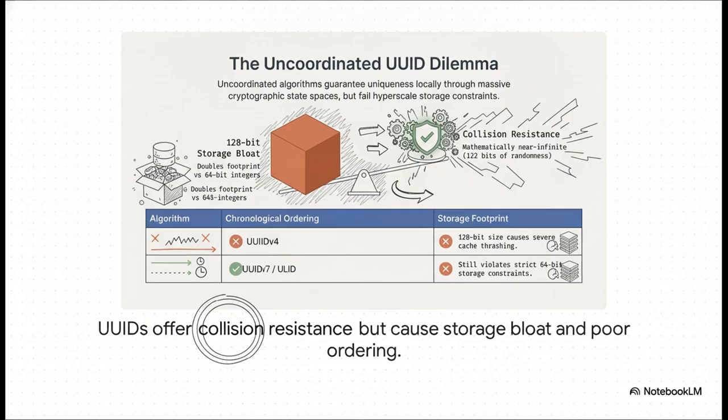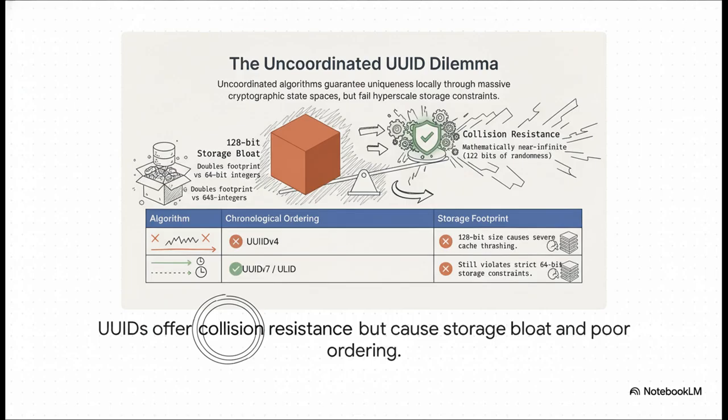And here it is, the fundamental trade-off with UUIDs. On the one hand, you get exactly what you wanted, near zero chance of collisions. I mean, with 122 bits of randomness, you're set. That's awesome for a decentralized system. But the other side of that coin is a big one, storage bloat.